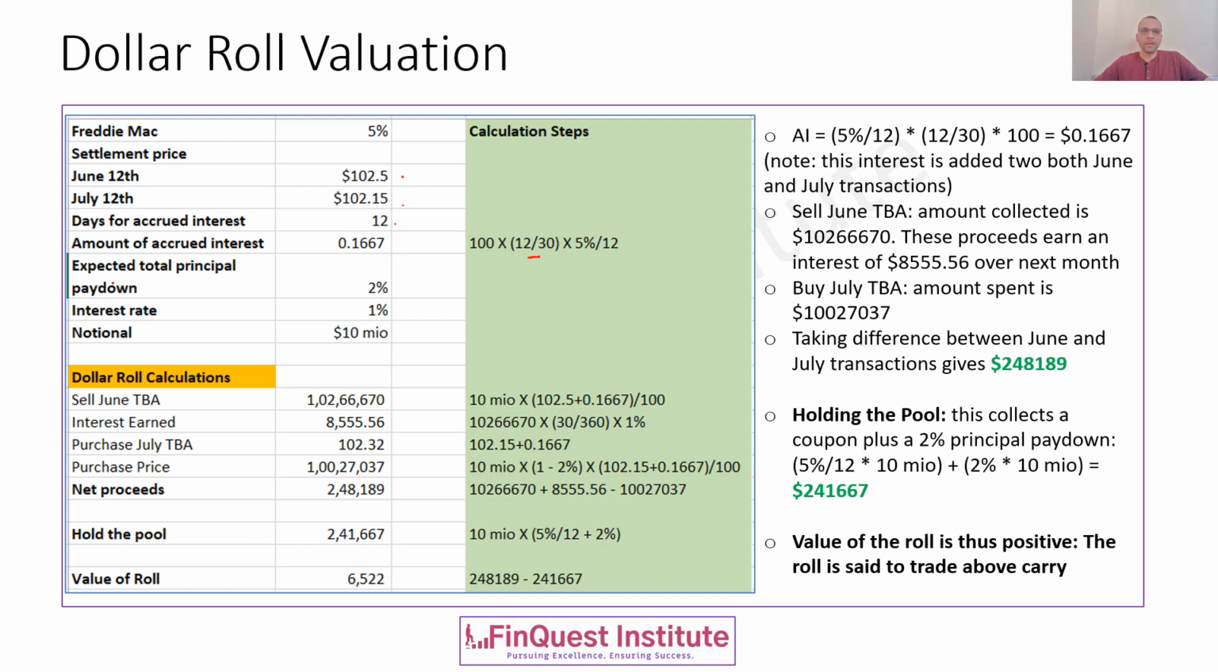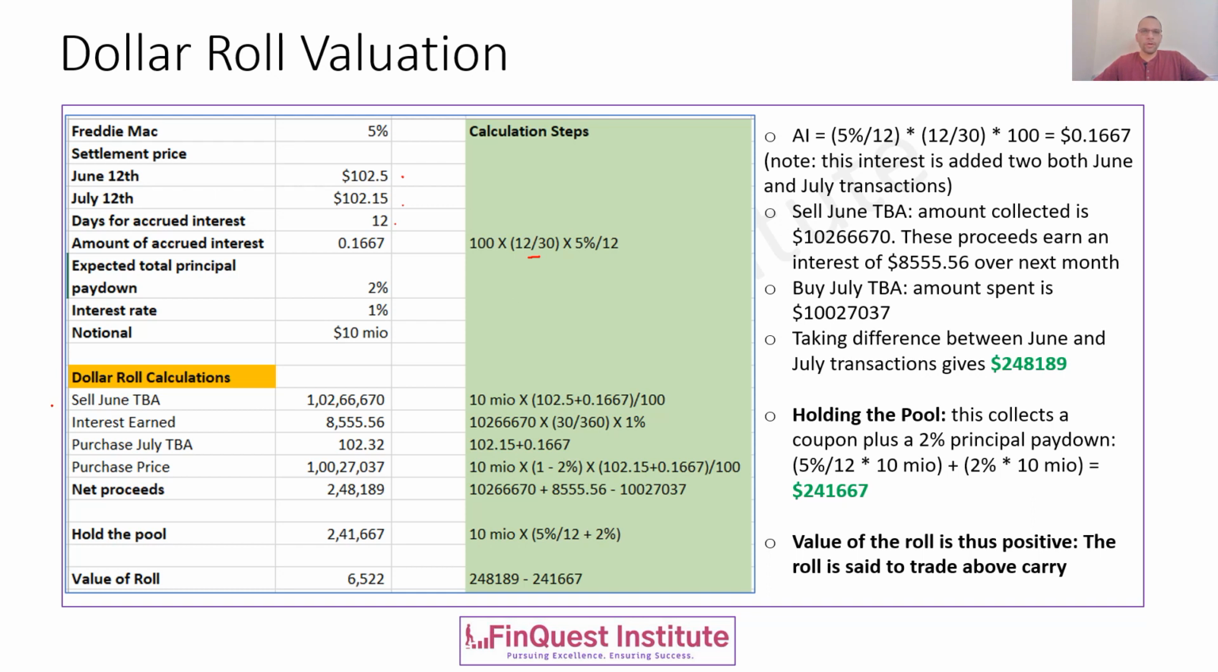The expected total payment, total principal paid on is taken as 2%. The going short-term interest rate is 1%, and the notional or the outstanding notional, as we call it, is taken as 10 million. So these are the things which are a given, and now we can focus on the actual calculation for evaluating this dollar roll.